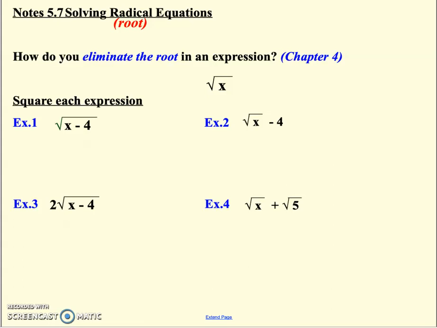These are your 5-7 video notes on solving radical equations. Radical can also be thought of as a root, so when you see the word radical, think of square root, third root, fourth root. Root and radical are interchangeable ideas.